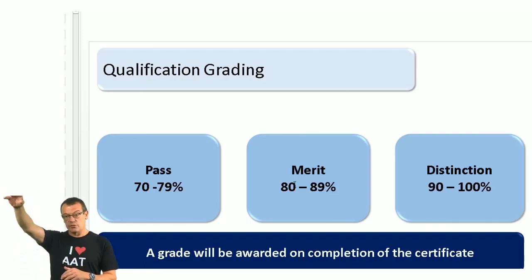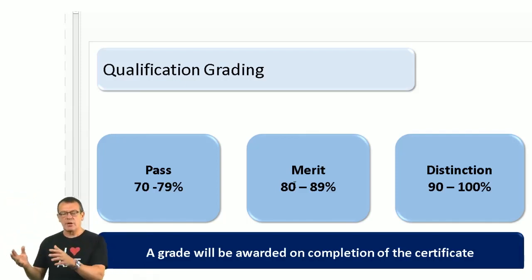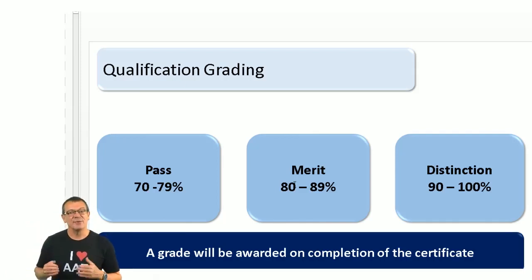So one individual unit you could do very well on, another not so well, and when you weight it up, it would give the average at the end. However, we need to do well at everything, and we know that. Merit is 80 to 89%, and the distinction is between 90 and 100%. That is not out of the question at all.